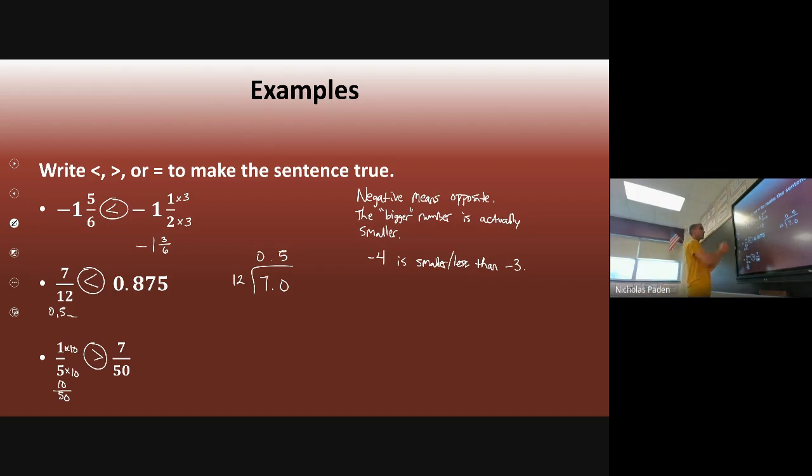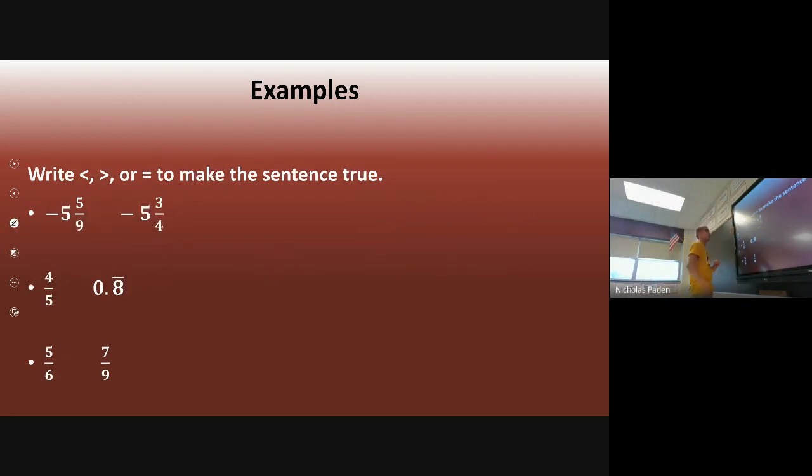So using what we just talked about, either make them both fractions, make them both decimals, and then compare by place value. Go ahead and do those 3 on your own. Pause your video.